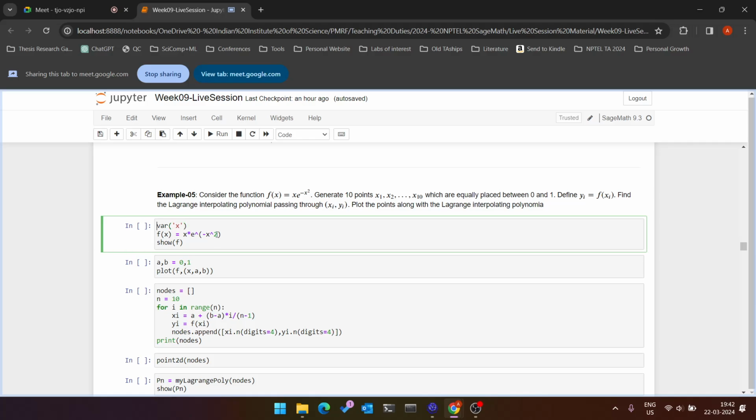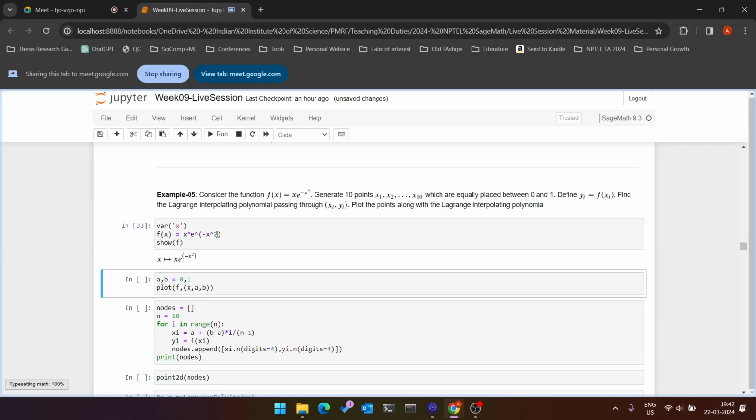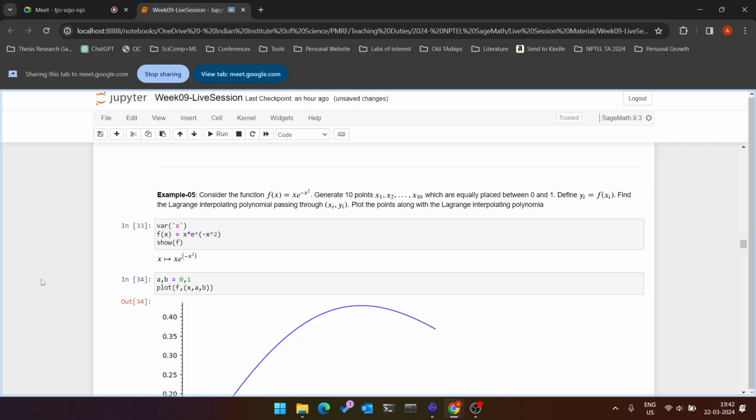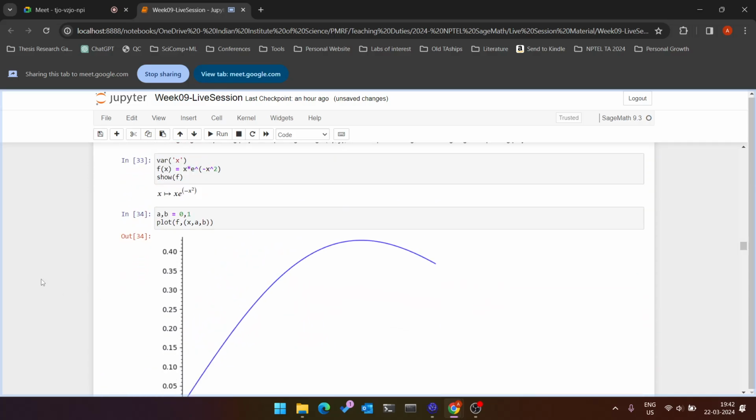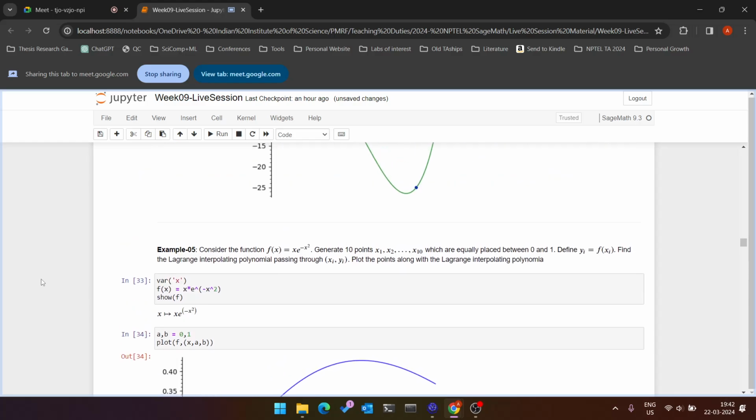So as is the practice, specify the variable x, specify the function f of x, and check the map. So the map is x going to x into e raised to minus x square. So far, so good. Next, specify the endpoints of our interval. a is 0, b is 1, and we will be plotting f for x going from 0 to 1. This is how the function looks.